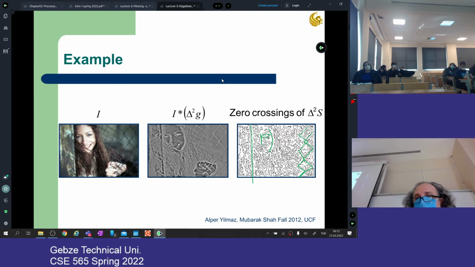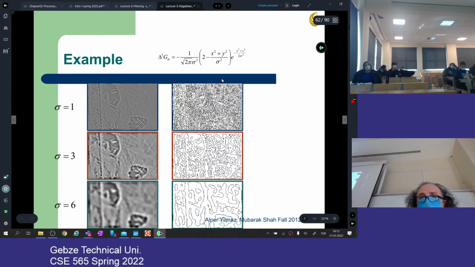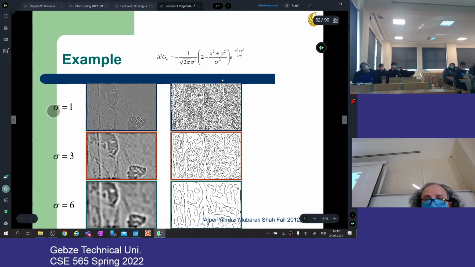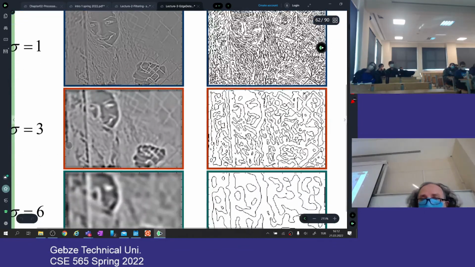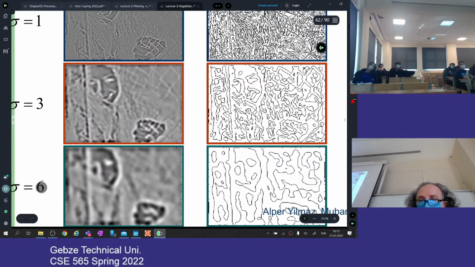Okay, so zero crossings will give me this. Remember, the first parameter is the Gauss, the sigma value. If the sigma value is 1, this is what you get. Sigma value 3, this is what you get. Sigma value 6, this is what you get.